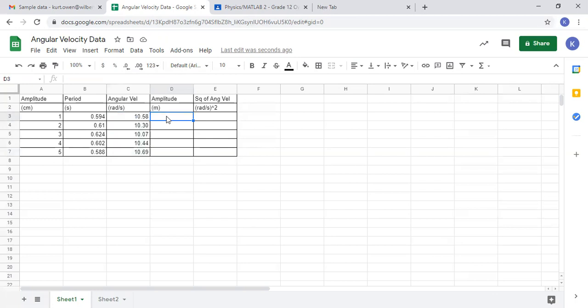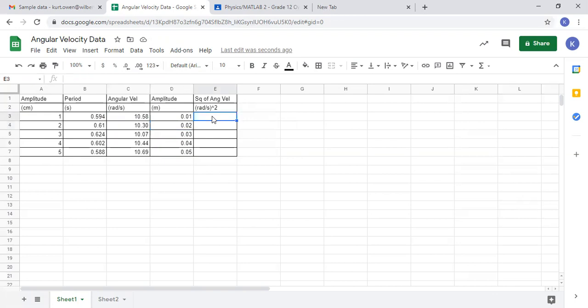Now, when we work in physics, we should be using meters, not centimeters. So what I'm going to do in this row is I'm going to take the first column and divide by 100, and that is my answer in meters. And once again, it suggests that I autofill, so let's just accept that, right? So this is the number of meters that I've stretched, okay, relative to the centimeters. All right, so those are my amplitude values.